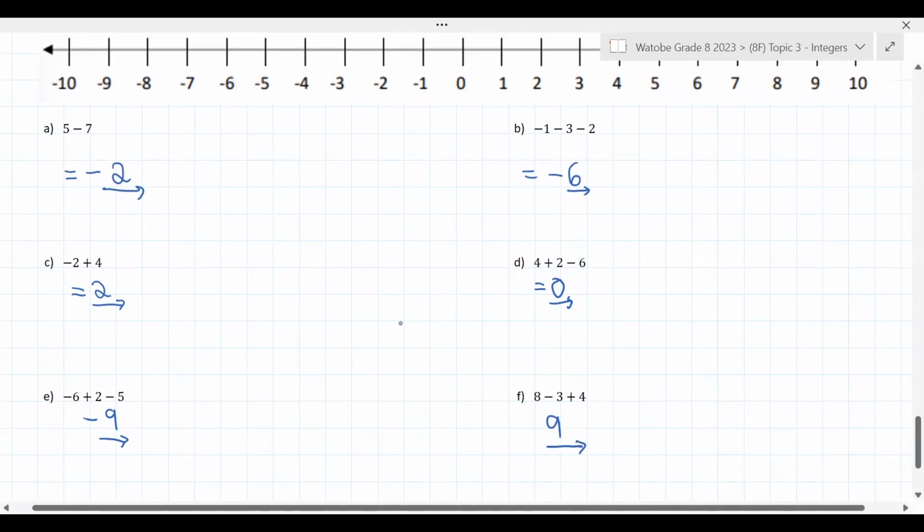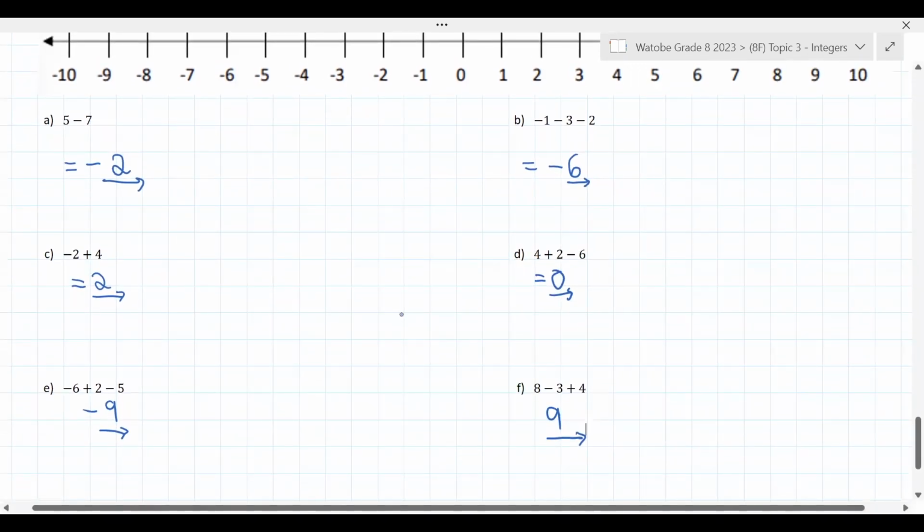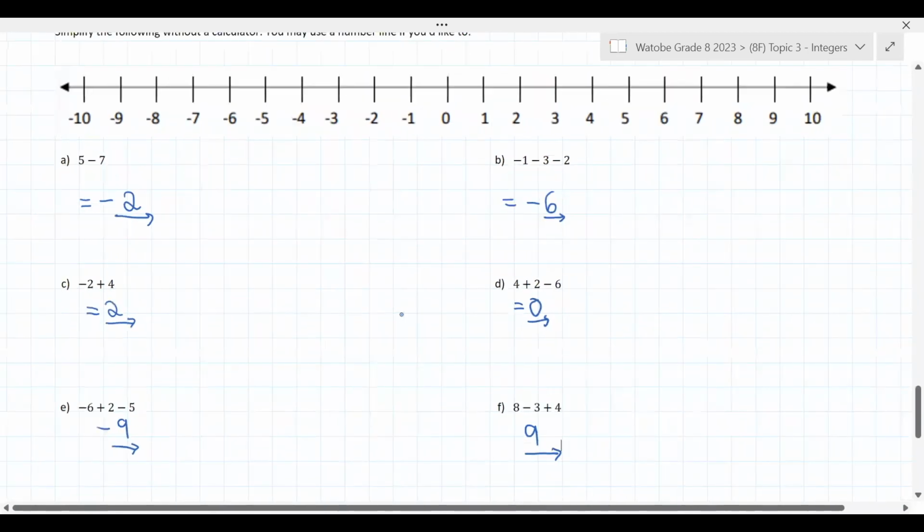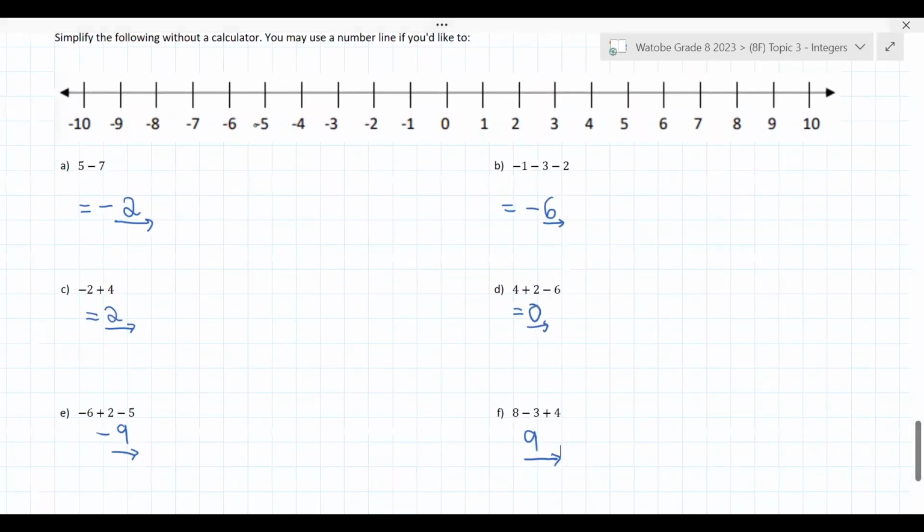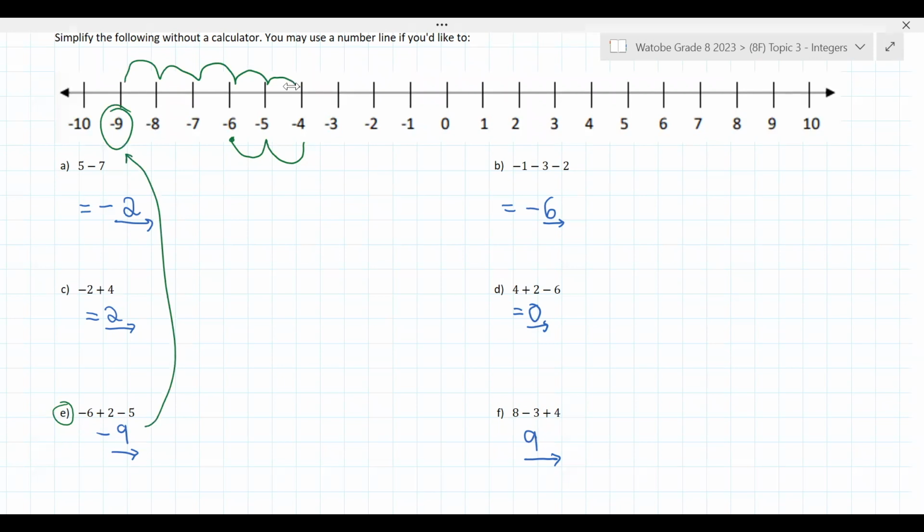So in that case, our answer was positive 9. Now again, for these two, I just want to go to my number line so that you can see why this is the case, so that we're all on the same page. If we look at E, we're starting at negative 6. We're adding 2, so we move to the right. 1, 2. So then from this negative 4, I now need to take away another 5. 1, 2, 3, 4, 5. I move to the left. That's where I get my negative 9 answer over there.